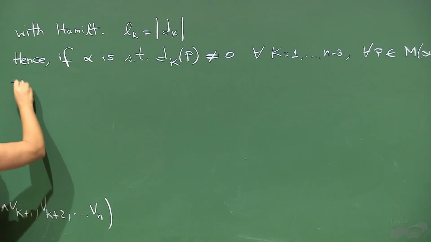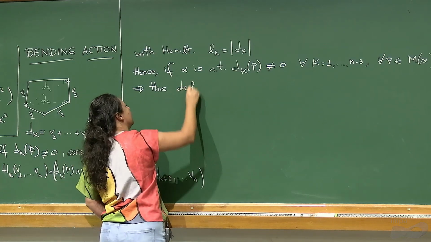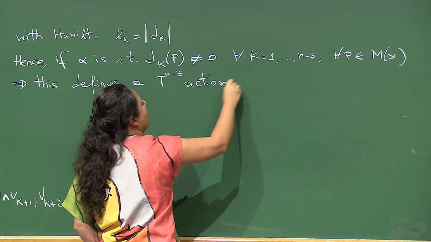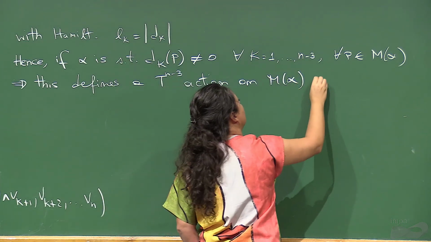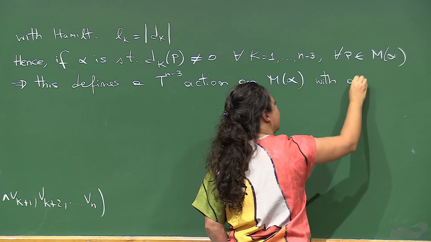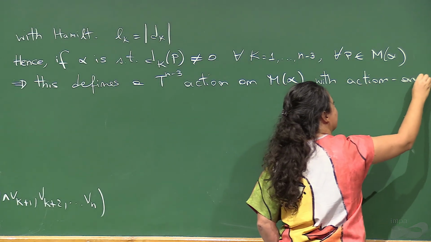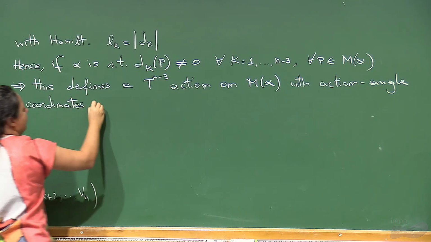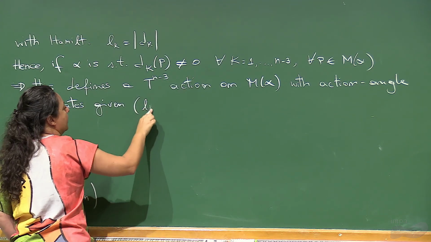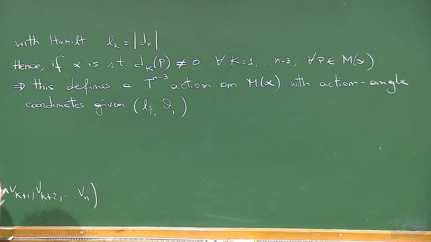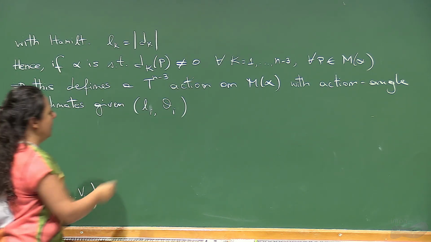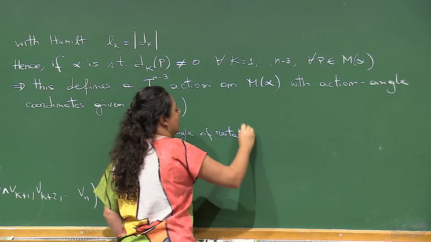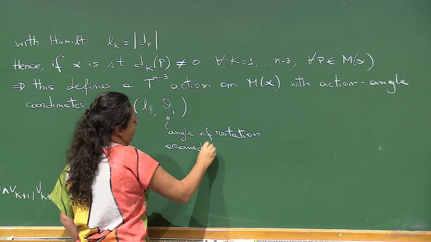then by normalizing, this defines a T^(n-3) action, a toric action, on the polygon spaces M alpha with the action-angle coordinates given by the lengths, let's say, Li and theta i, where Li is defined above. It's for each polygon the length of the ith diagonal. And theta i is the angle of rotation around the ith diagonal.